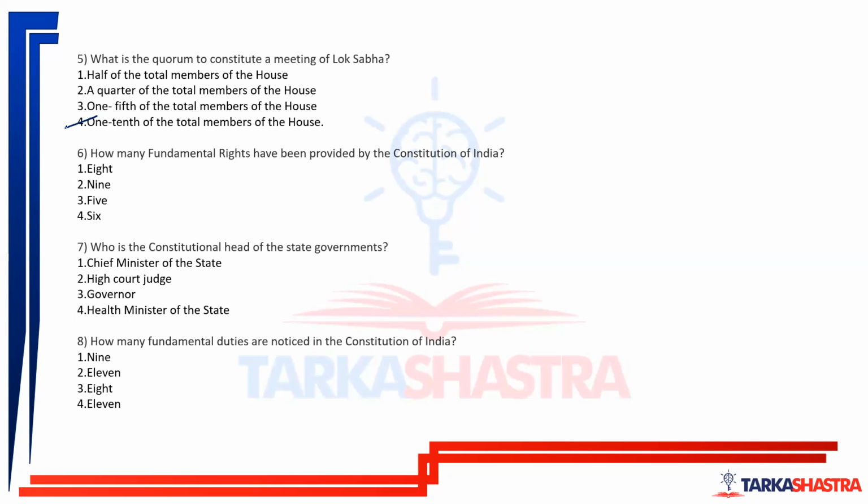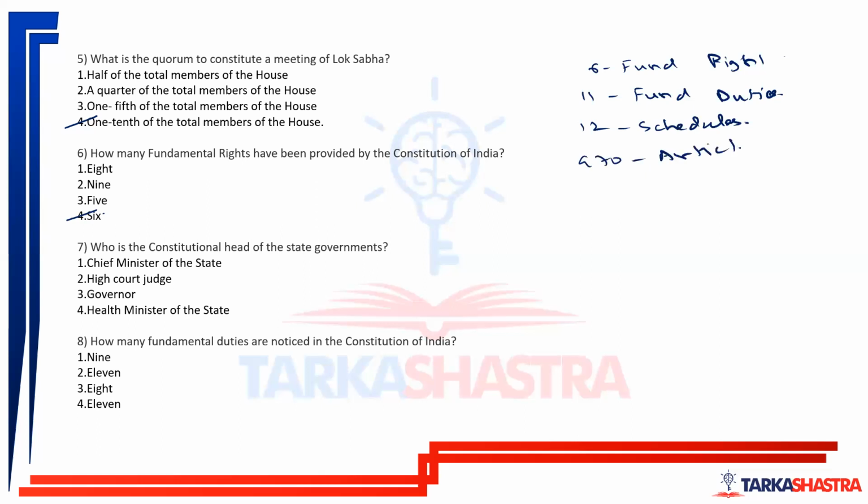How many fundamental rights have been provided by the Constitution of India? 6 fundamental rights. है ना? अभी एक चीज ध्यान में रखो, लिख के रख लो. 6 fundamental rights you have, provided by the Constitution of India. Then you have 11 fundamental duties, 12 schedules, 470 articles, 25 parts in the Constitution, and 105 amendments till date.